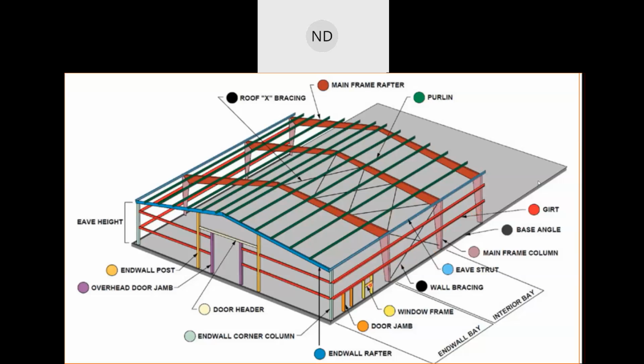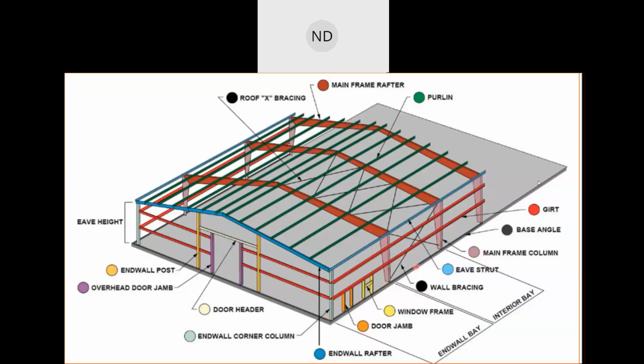Then we have the columns, main columns. These red longitudinal members are called girts. They have advantages in such a way that you can provide wiring, plumbing through these kind of supports, as well as they keep the structure fixed. Then we can have door jamb, window frame.